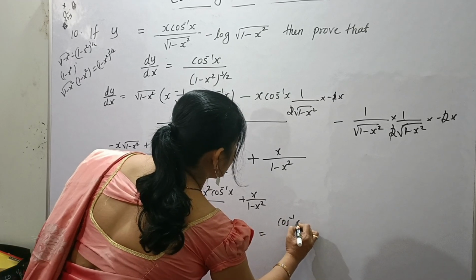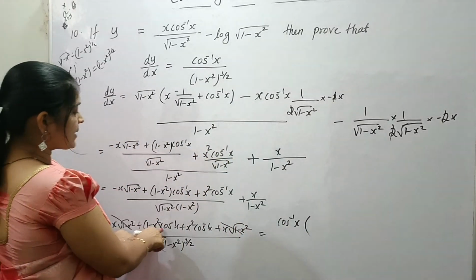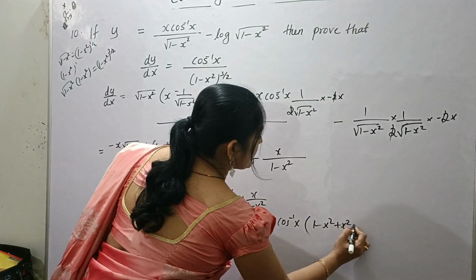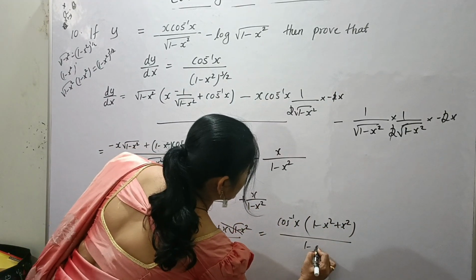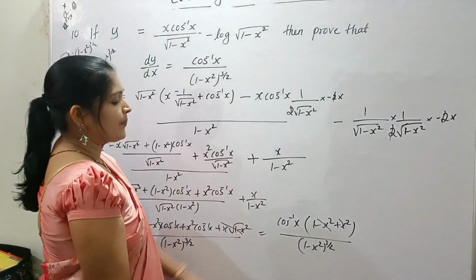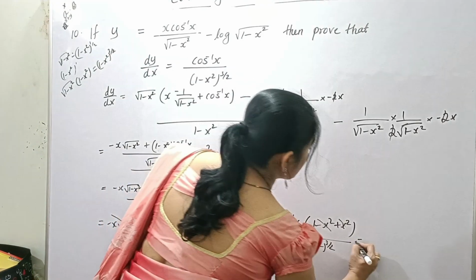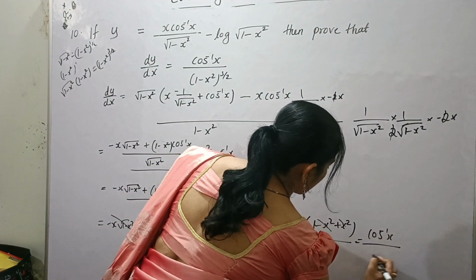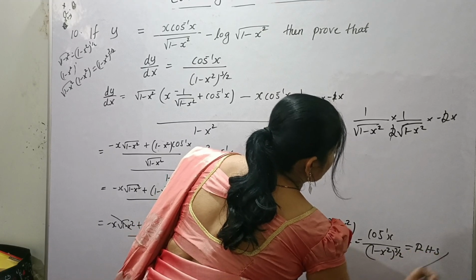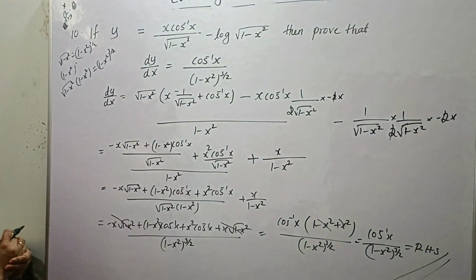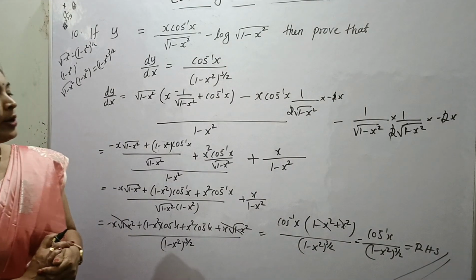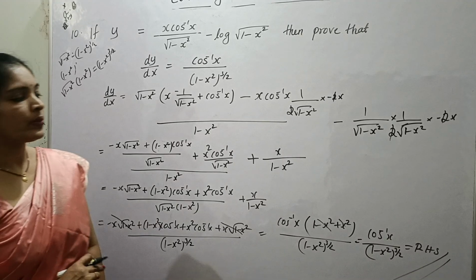So it is equal to cos⁻¹x into [(1 − x²) + x²] divided by (1 − x²) raised to 3/2. Here −x² plus x² cancel. So cos⁻¹x into 1, that is equal to cos⁻¹x divided by (1 − x²) raised to 3/2, that is equal to RHS. Hence it is proved. dy/dx is equal to cos⁻¹x divided by (1 − x²) raised to 3/2.